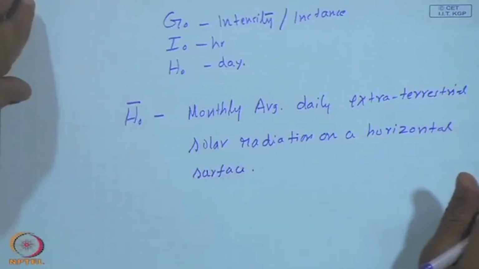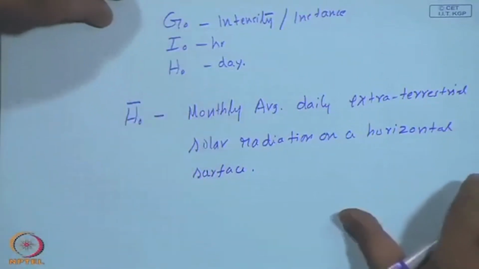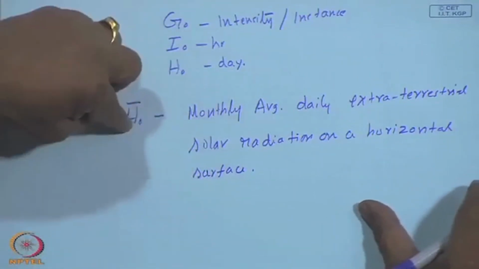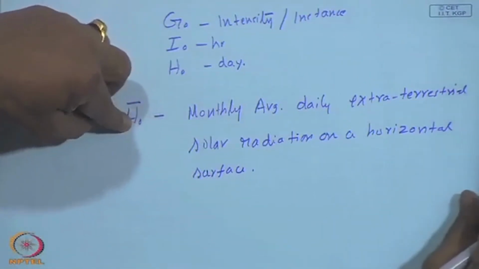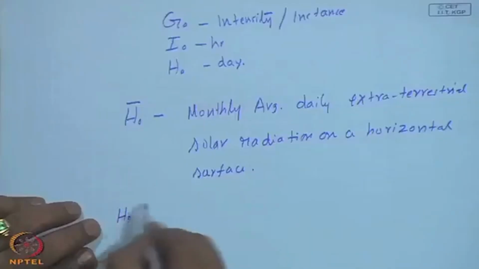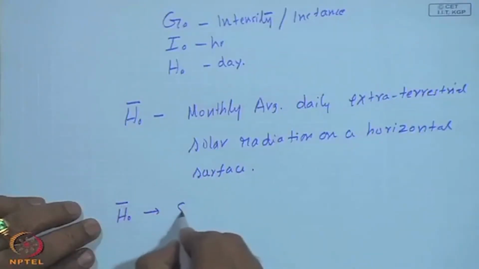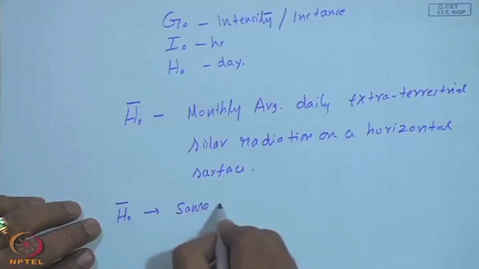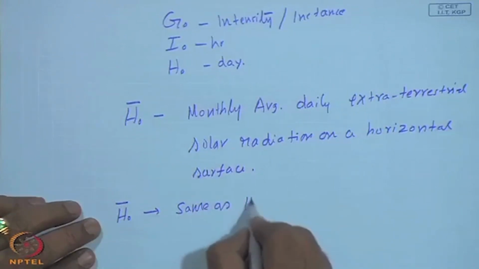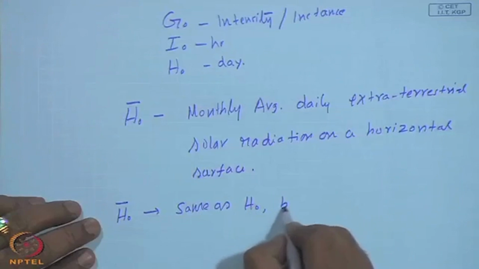Generally these bars are all averages, and the zeros are extraterrestrial. If the tilt is not there, it is on a horizontal surface. That is how we will later distinguish. And this H 0 bar, I will make it simple, same as H 0, but use the monthly average.